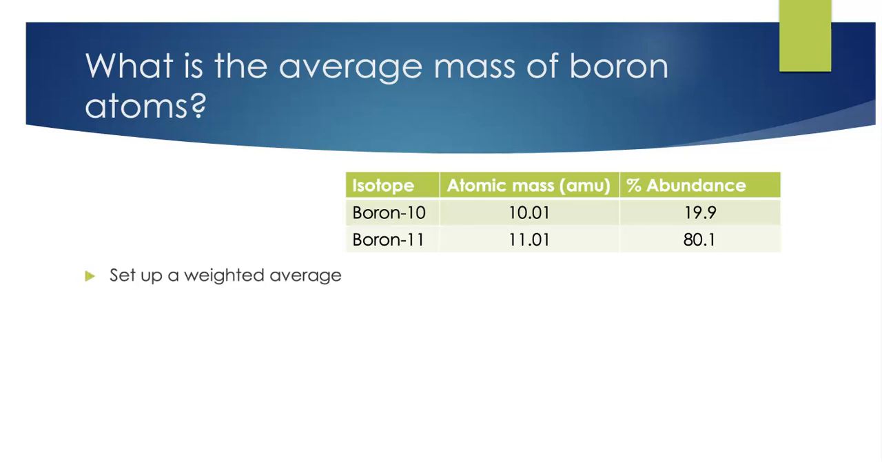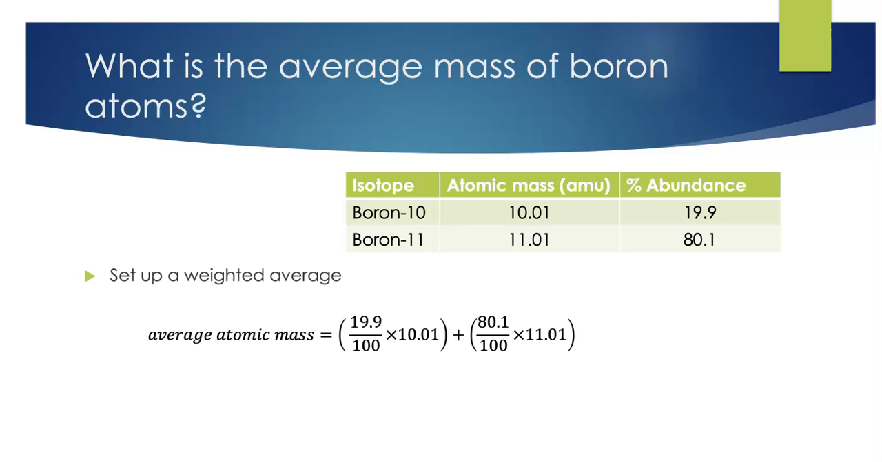So let's set up that weighted average. I'm going to do 19.9 times 10.01 divided by 100. I'm going to do 80.1 times 11.01 divided by 100. This is how I set it up. This is what you should write down on your paper. And then I get out my calculator, and that gives me an answer of 10.8 AMU for the average, right? Because I've got more boron 11, I need my weighted average to be closer to 11 than 10. And that's what we see here.